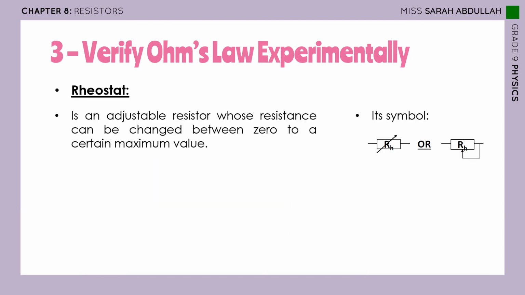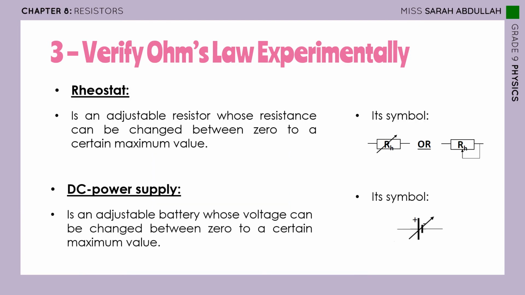Now let's define a rheostat and a DC power supply before we move on with the experiment. So as we said, a rheostat is a resistor with variable resistance. So the resistance can be changed between two values, between 0 and a certain maximum value. And this is its symbol. This is how we actually symbolize it.